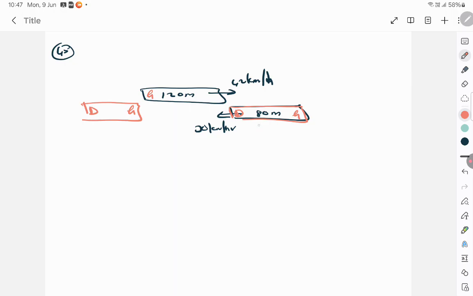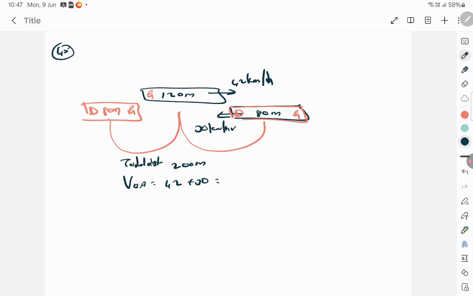Which means this train has to cover 120 meters plus in addition this 80 meters. The total distance that this train has to cover is 200 meters. That will be the total distance. And the relative velocity is addition. The velocity of train B with respect to A is always under addition, which will be 42 plus 30. So it will be 72 kilometers per hour.